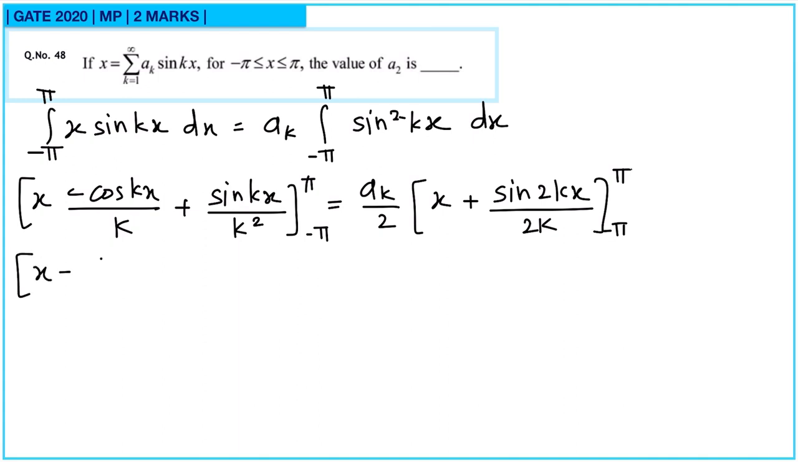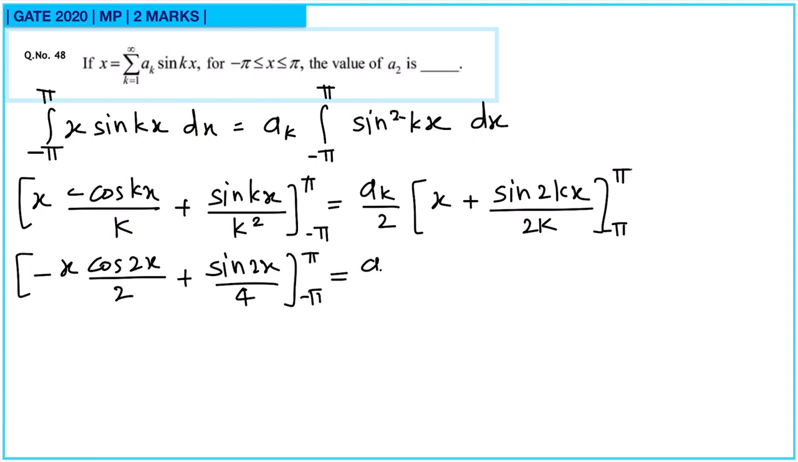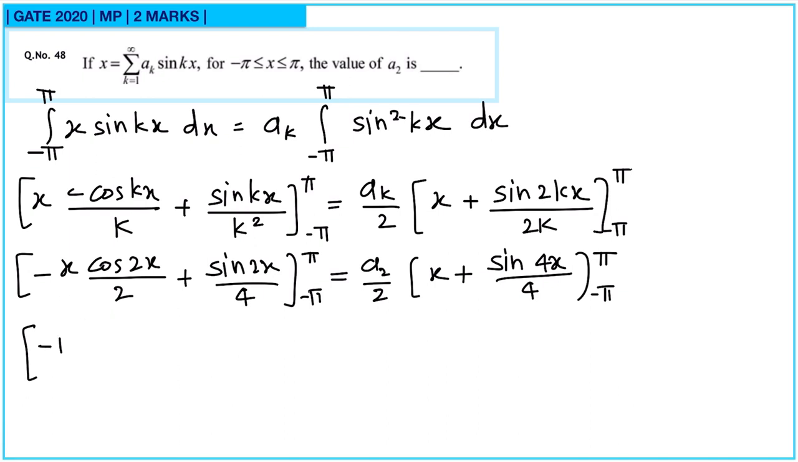So this will be x, minus, so it is multiplication of it. So minus of x cos of 2x upon 2 plus sin of 2x upon 2 square, which is 4, from minus pi to pi, is equal to a2 by 2 times x plus sin 2k, that is sin 4x upon 4, from minus pi to pi. So this is equal to, first is minus pi, then cos of 2 pi, cos of 2 pi is 1. This will be minus pi by 2 plus sin 2 pi is 0, then minus of minus pi.